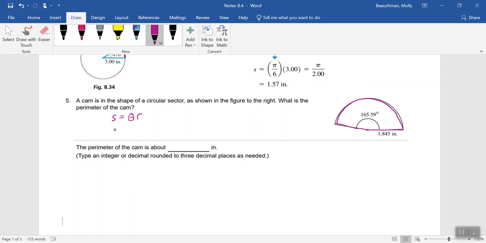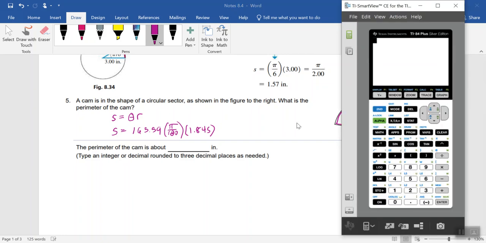So remember to convert, we take the angle measure, which is 165.59 degrees, and multiply it times pi over 180 to convert it to radians. So there's our new angle. It's going to be 165.59 degrees times pi over 180, and then times the radius. The radius is 1.845 inches. So we're going to put that in the calculator to find the arc length.